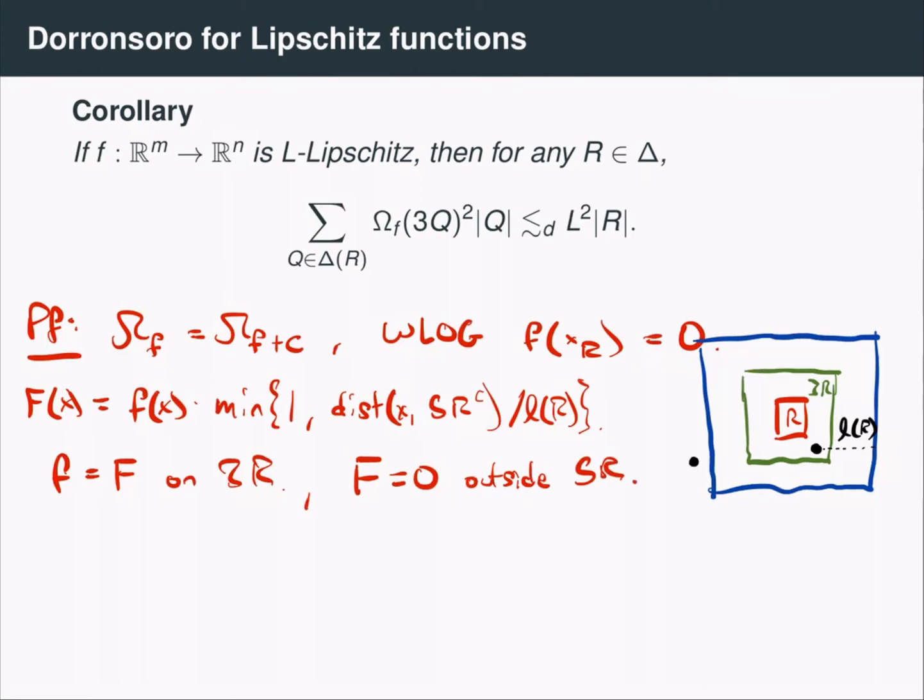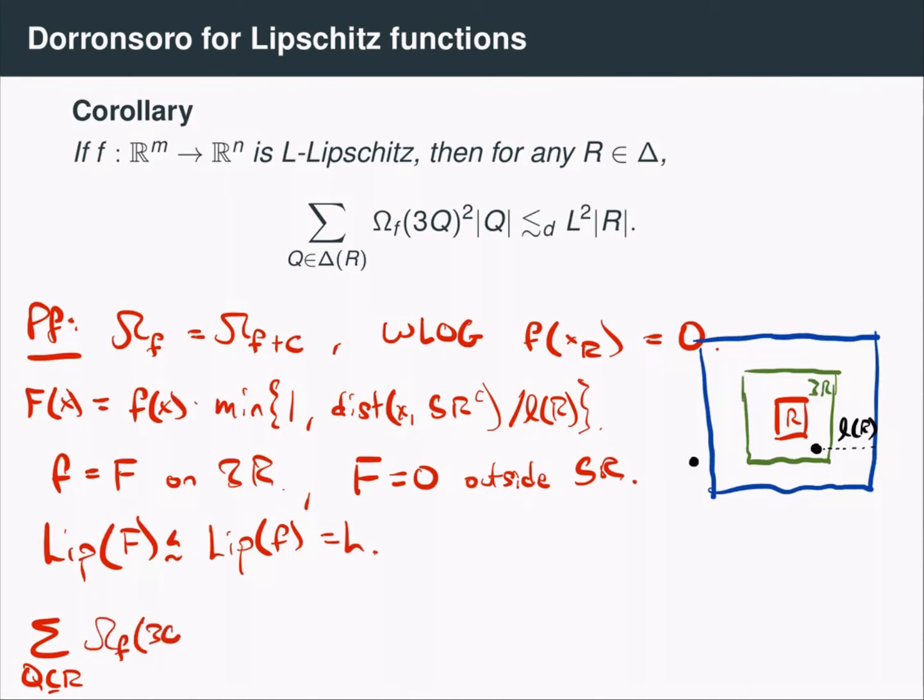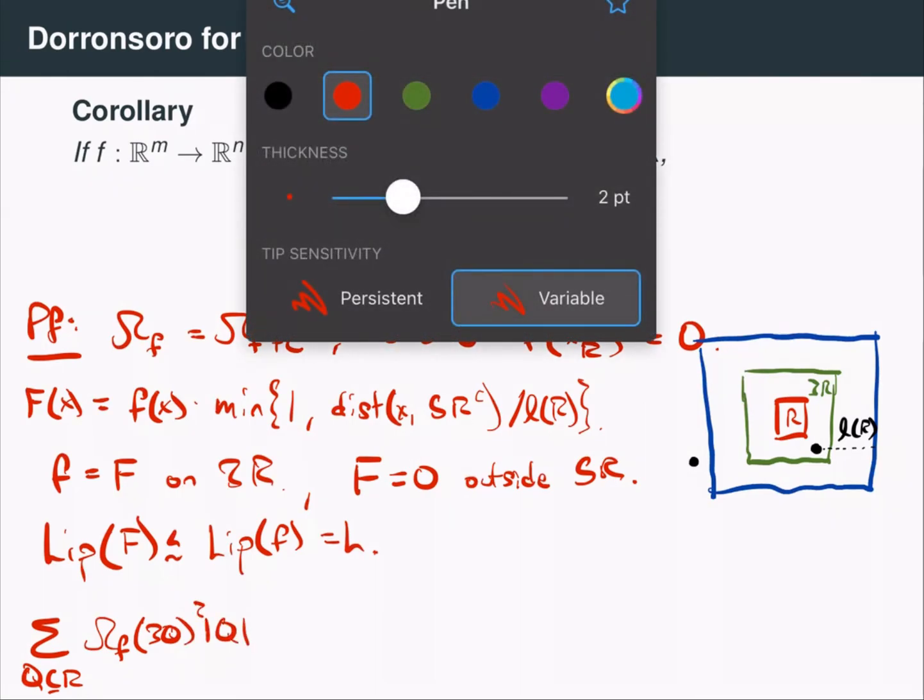Okay? And furthermore, what you can show by our choice of function is that the Lipschitz constant of F is at most some constant times the Lipschitz constant of little f, which is equal to L. Okay, so thus, let's look at this sum over dyadic cubes. For shorthand, I'm just going to write Q contained in R, the context being clear that I'm summing over dyadic cubes contained in R of omega F of 3Q squared times the measure of Q.